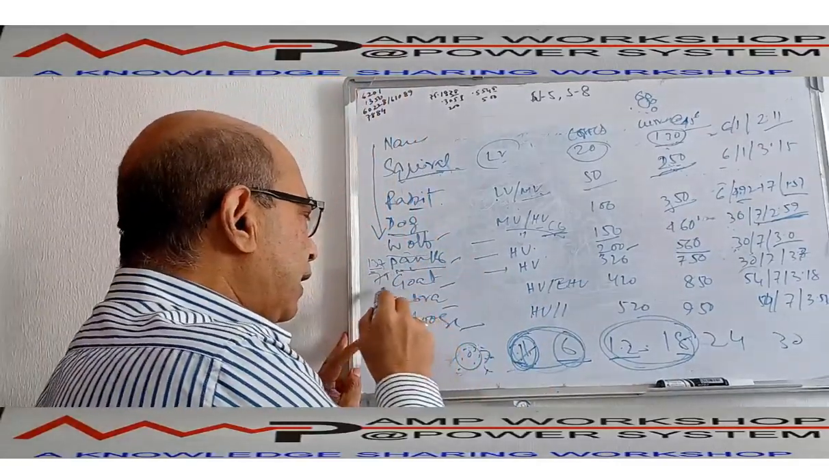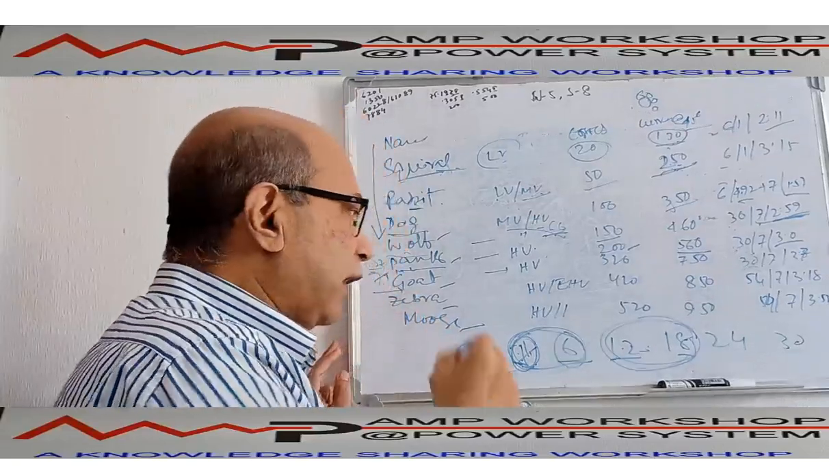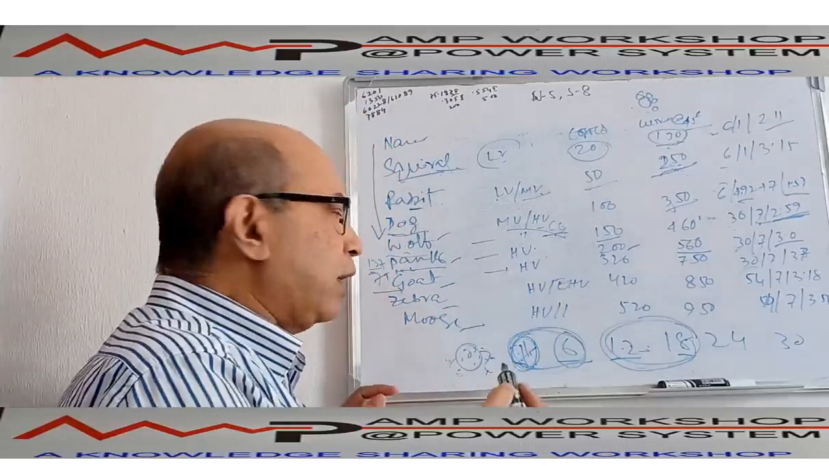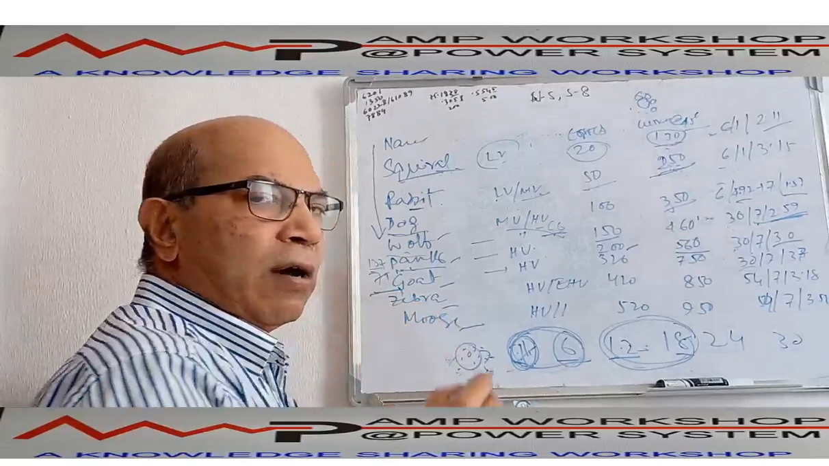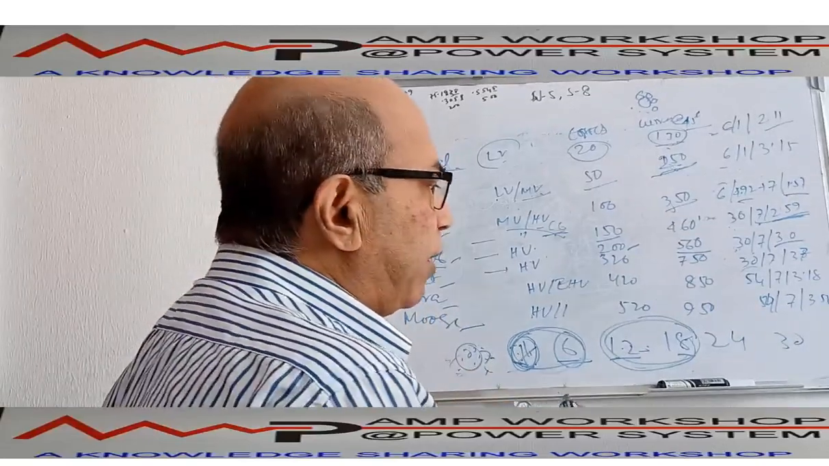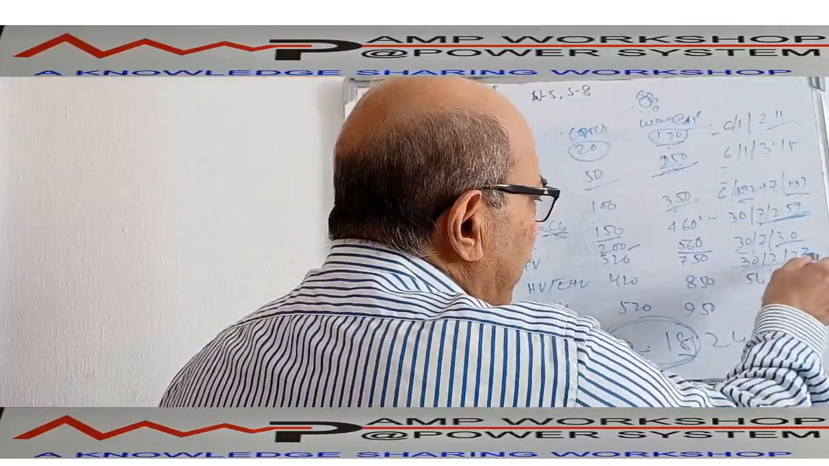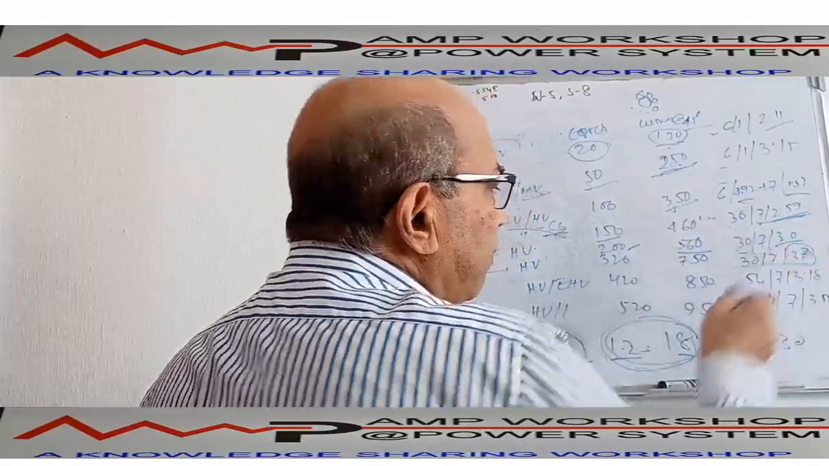This is the panther. Then the goat, which is also used for the same 132 kV, even for 220 kV, and it can carry about 100 to 150 MVA power, and that is also the same configuration, 37. This is the same, only the conductor diameter, instead of 3, is 3.7.